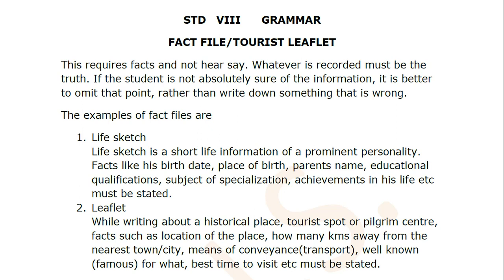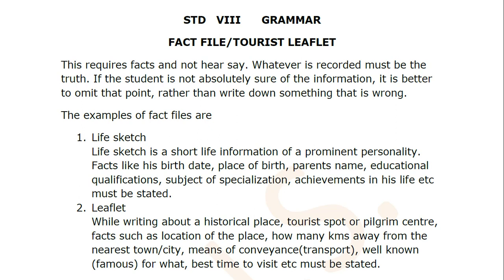The examples of fact file are: first is life sketch. By life sketch, it's like a biography of a person, like you're telling the whole life story. First of all, the name of the person, and mostly life sketches are about famous personalities. So supposing you take Mahatma Gandhi, you're going to be telling about where he was born, when he was born, the name of his parents, his educational qualifications, what he is famous for, what he is also called, like he's called father of the nation and lovingly called Bapu. What did he do? When did he die or how did he die?